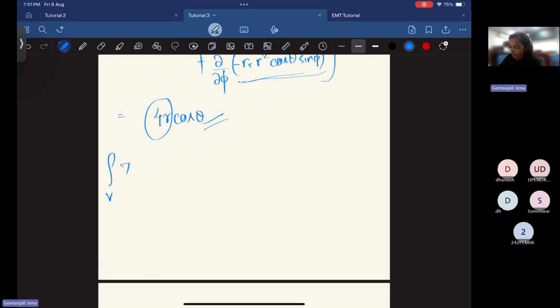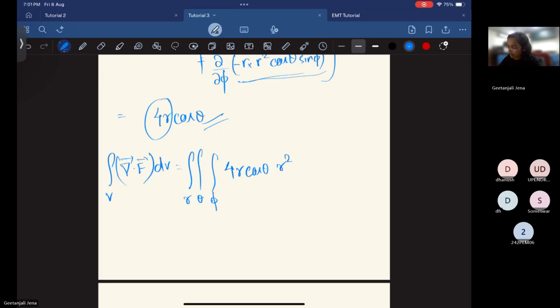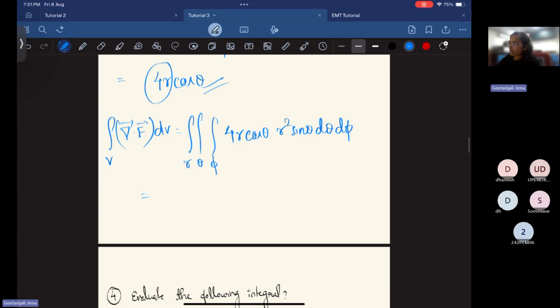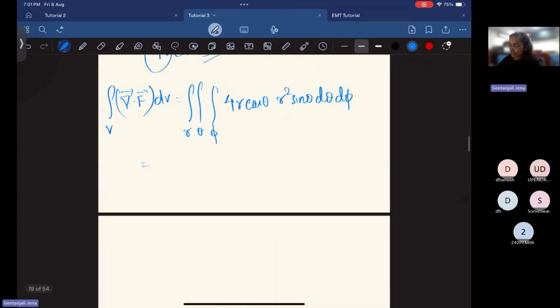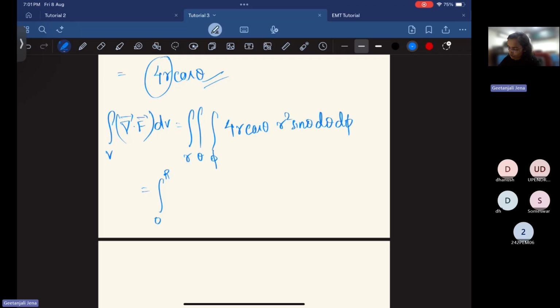Now it's easy to find out the volume integration, divergence of F dV, and because it's a sphere, the volume element would be r square sine theta d theta d phi. But the limit is different here, because it's an octant of a sphere. So that is why r will go from 0 to R. Theta will be from 0 to pi by 2, and phi will be 0 to pi by 2.